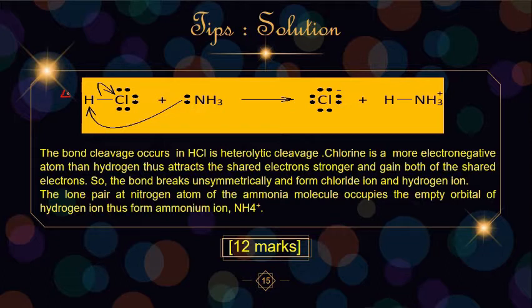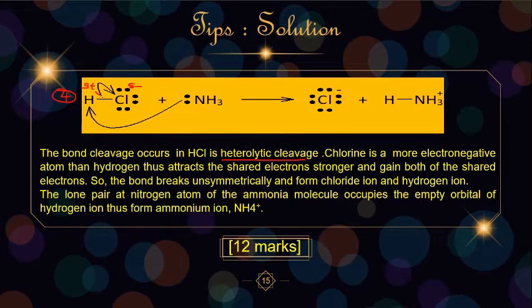If you can see question number 4 that we are given here, I need to show the arrow. Actually, the bond cleavage occurs in HCl, which is heterolytic cleavage. Why is this heterolytic cleavage? Because H is partially positive and Cl is partially negative, so this here is a polar covalent bond.